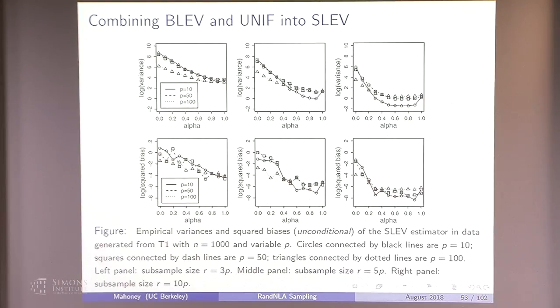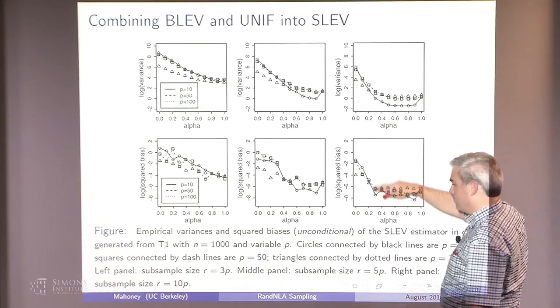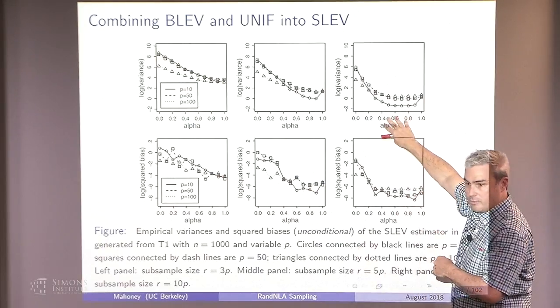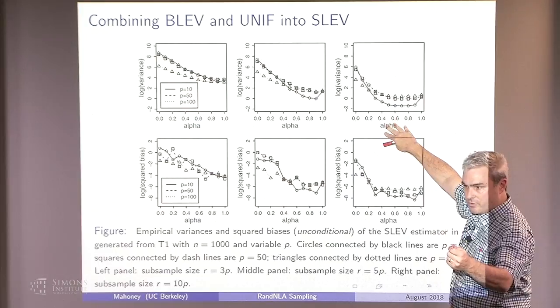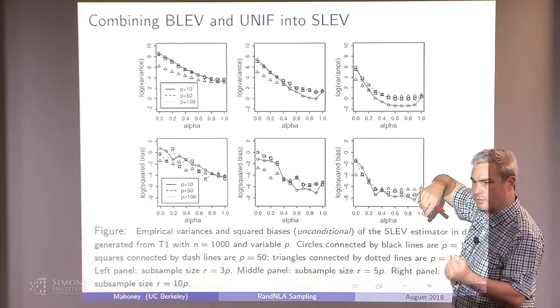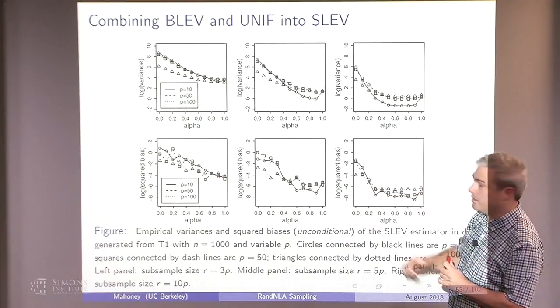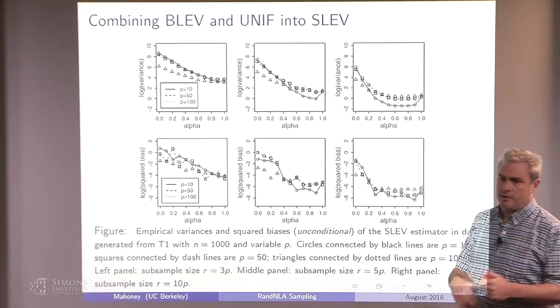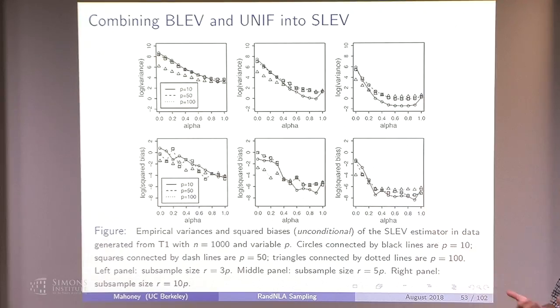Does this mix in uniform or something else? This alpha, I might have alpha and 1 minus alpha backwards, but it's 1 minus alpha leverage plus alpha uniform. Okay. So it makes a little bit of uniform. You could have mixed all this stuff. In this particular setup, it didn't matter. You could use row norms, whatever. But it mixes in a little bit of something else, and that buys a lot.